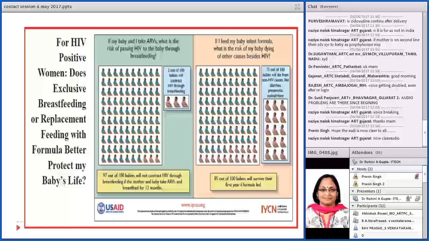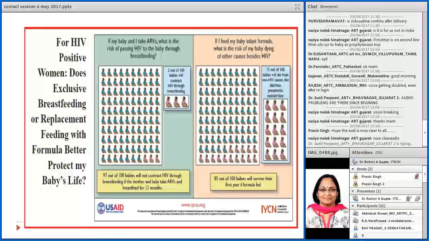But if I say no, I will not breastfeed my baby, then we give infant formula. What happens? The baby doesn't get HIV, but 85 of the 100 babies will survive and 15 babies will die because of diarrhea or respiratory infections because they have not been given breast milk, which helps in preventing infections in the first year of life. So it's a bargain between losing your child to infections or having a healthy baby with a low risk of HIV.